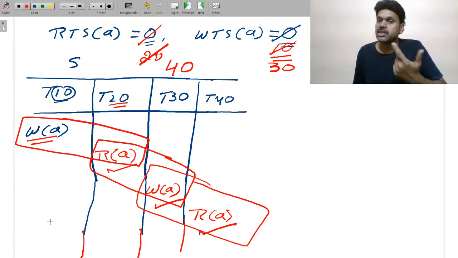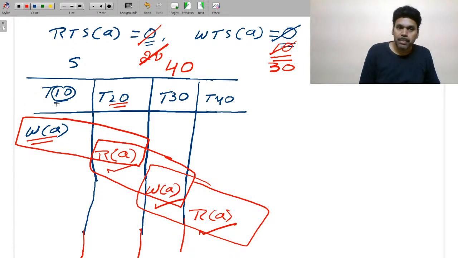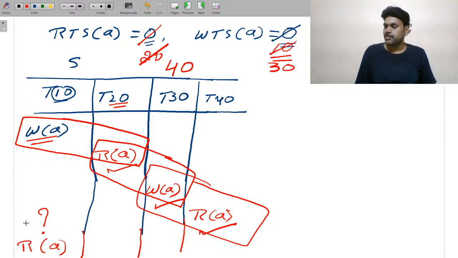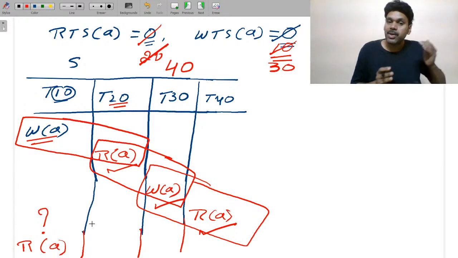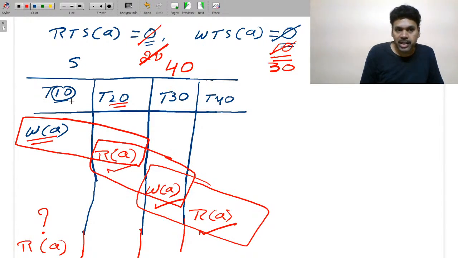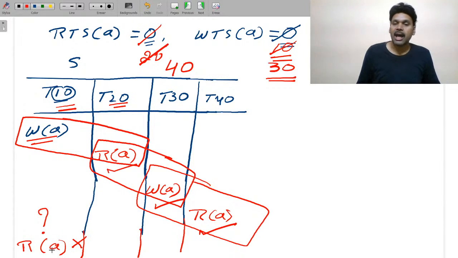Now I am making a disallow like this. For example, T10's turn came and it wants to perform R of A. Is this allowed or not? Observe carefully. R means you have to check with which timestamp? The write timestamp. You are coming with the number 10, but your write timestamp value is 30. Therefore, this is not going to be allowed.